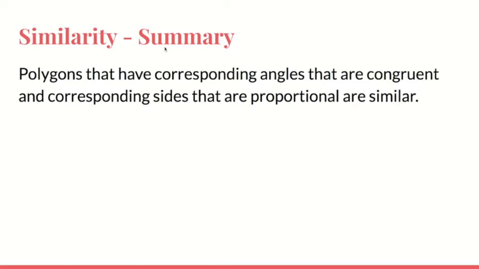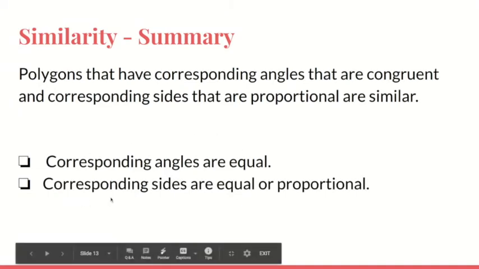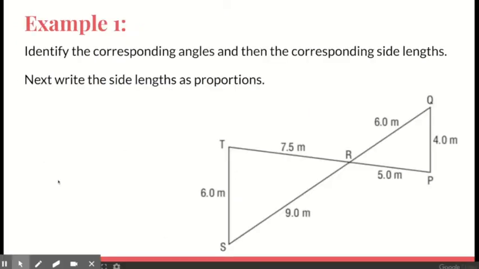So, a summary of similarity is that polygons that have corresponding angles that are congruent, remember, congruent means equal, and corresponding sides that are proportional are similar. So, you need two things on your checklist: that the corresponding angles are equal or congruent, and that the corresponding sides are equal or proportional.